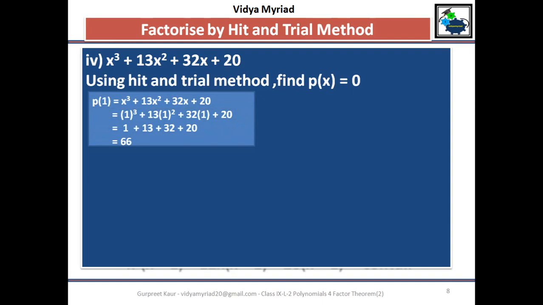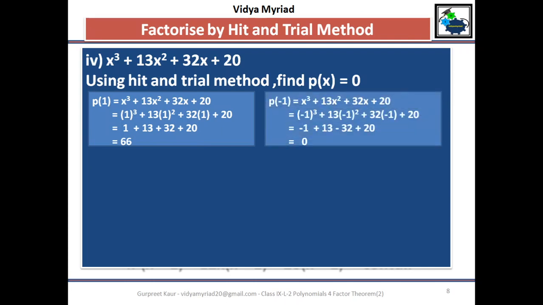Okay. In the first case, I have put 1 as x. So, in place of x, I have put 1 and when I solved it, I am getting 66. So, that means it cannot be the factor of the polynomial. Okay. Next case, I have tried putting minus 1. So, I get 0 as my answer. That means x plus 1 is the factor of the polynomial.